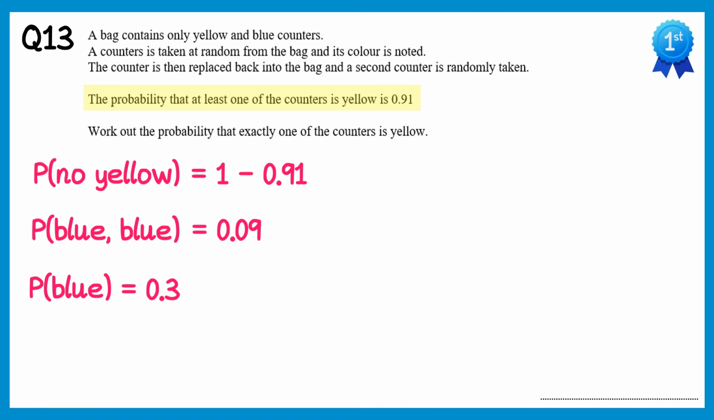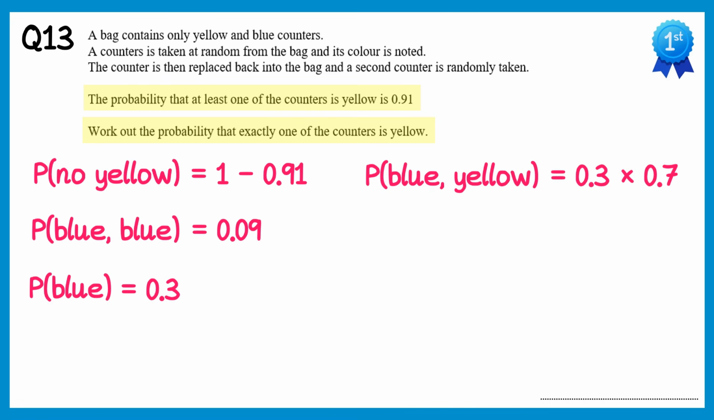So we now need to work out the probability that exactly one of the counters is yellow. To select exactly one being yellow, we could select a blue first, followed by a yellow. The probability of this will be the probability of a blue, which is 0.3, times the probability of a yellow, which we can now work out by doing 1 take away 0.3, which is 0.7. Timesing these together will give you 0.21.